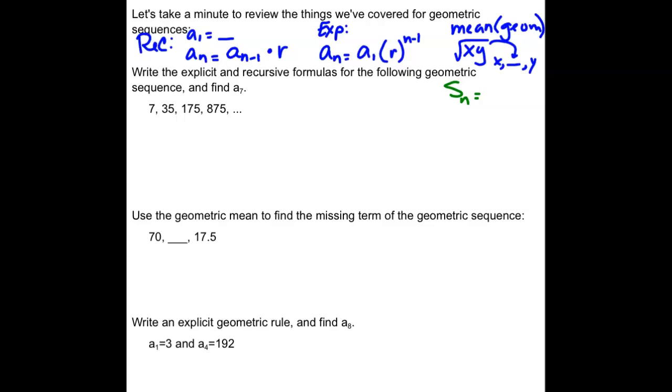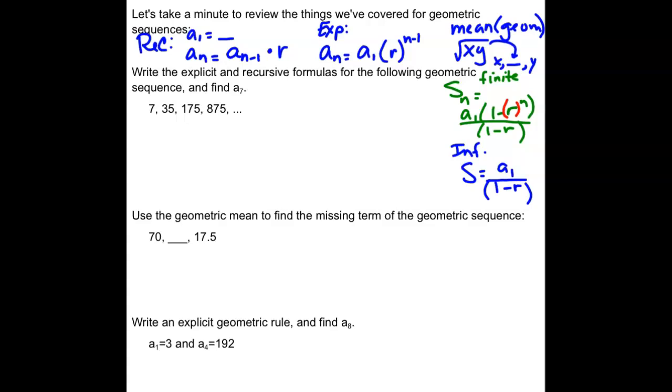So our summation formula for just a finite geometric sequence, we had first term times 1 minus r to the nth power over 1 minus r. And then if it's infinite, we had the one that we looked at today, first term divided by 1 minus r. All right, so those are all the formulas that we've looked at for geometric sequences.